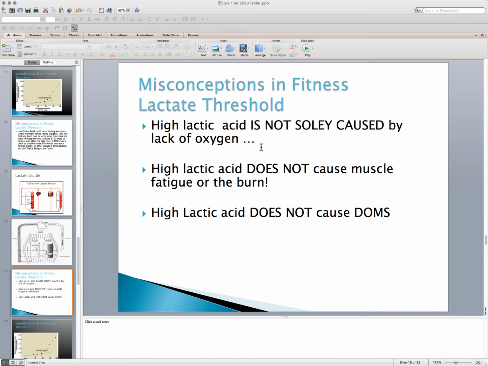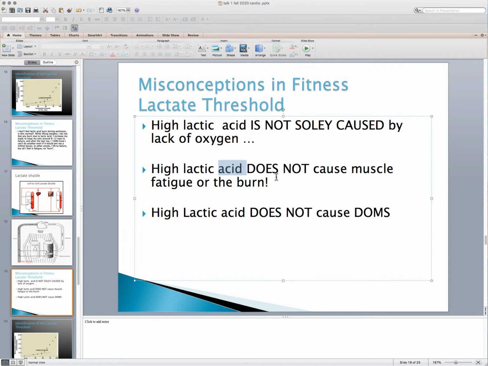So the misconceptions: this high lactic acid is not caused by a lack of oxygen. And the acidic portion of this lactic acid is almost immediately dissociated. So we're left with lactate, and that lactate molecule can be shuttled around the body and be used for fuel. This lactic acid, even though it sounds like it's burning something, the acid portion is dissociated, and so that's not causing muscle fatigue or burn.